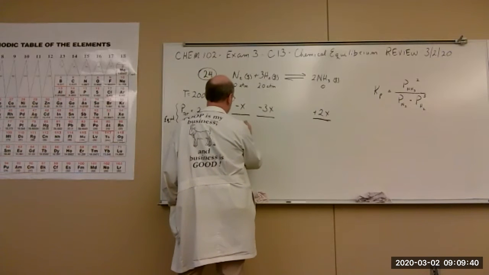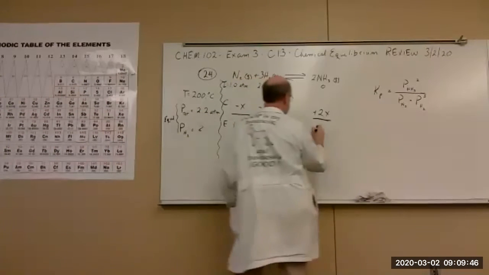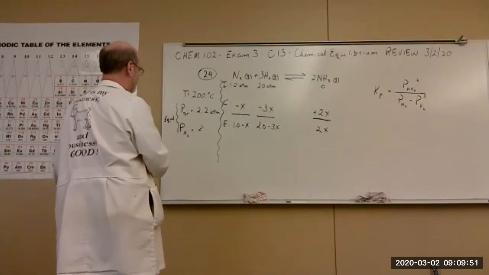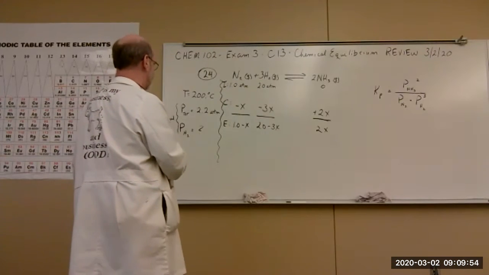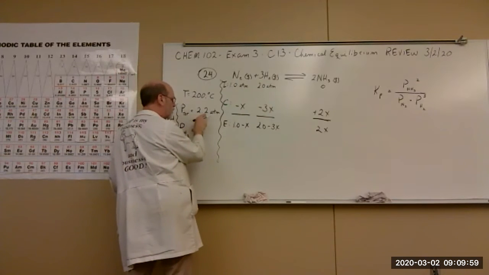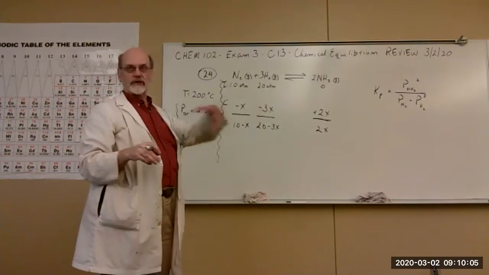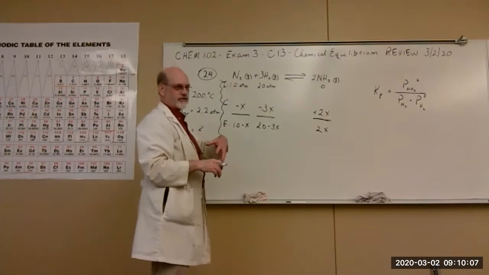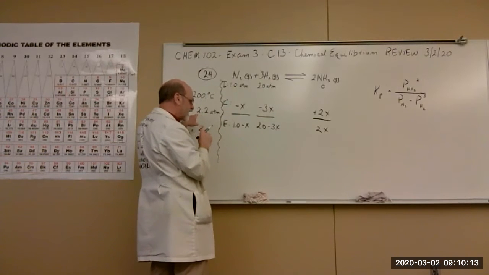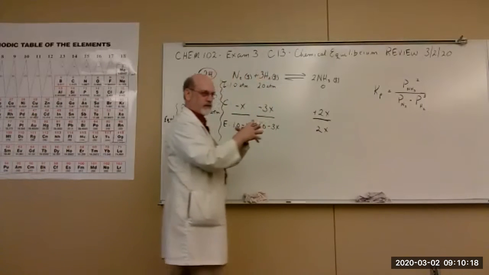Okay, so now we have 1 minus x, and this is 2 minus 3x, and this is 2x. And this is the equilibrium situation. The equilibrium pressure is 2.2 atmospheres. So we're going to bring in Dalton here. Partial pressures. If this is the equilibrium pressure, then it has to be equal to that, plus that, plus that, because they're all together in the same mix.